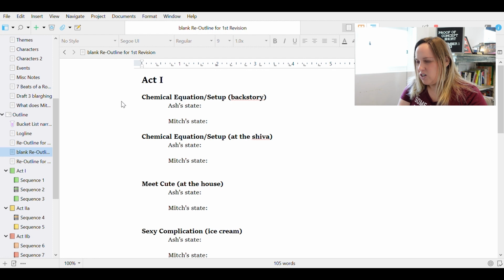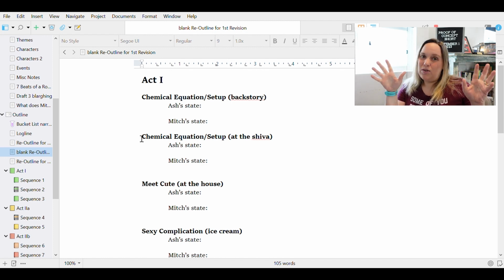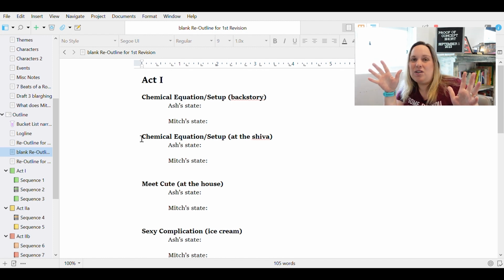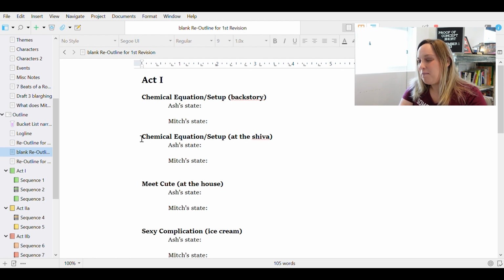Now, initially, here is how it worked. So chemical equation, there's 2 of them. And the chemical equation is the moment when 2 characters, we are introduced to them for the first time as an audience, and we get a sense of, here's why these 2 people are going to work together and also give each other grief and conflict. Meet cute, everyone knows that from The Holiday, I would hope. It's the moment that they meet for the first time or re-meet for the first time.